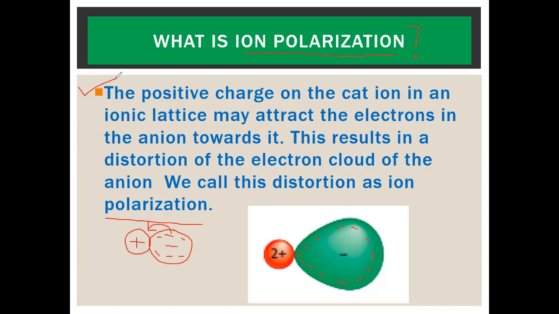So more polarization means more distortion. The system will become more stable or less stable? Less stable. Absolutely. Now remember this: more polarization means more distortion in the electronic cloud of the anion, and the lattice will become less stable, right? So, should I believe that you grasped the basic definition of ion polarization? Yes, I have. Let's move ahead.